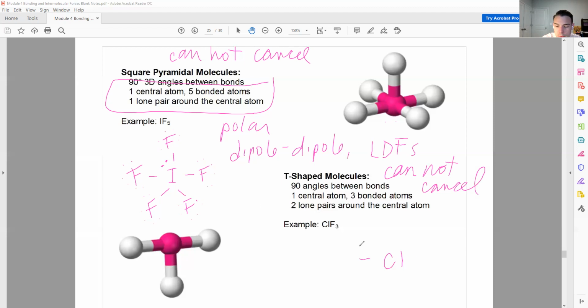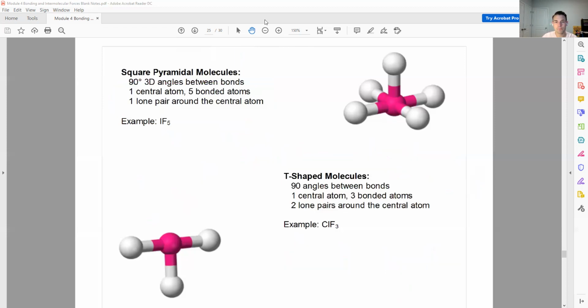So chlorine trifluoride. There's my 2 lone pairs here. Okay. This one will be polar. Like I said, anything bonded with fluorine is going to be a polar bond, and it will have dipole-dipole and London dispersion forces. Okay. So that's it for the shapes. Please make sure you ask any questions. There are a couple more things that we're going to talk about, but that's it for the shapes.